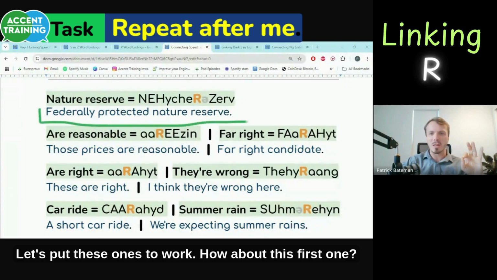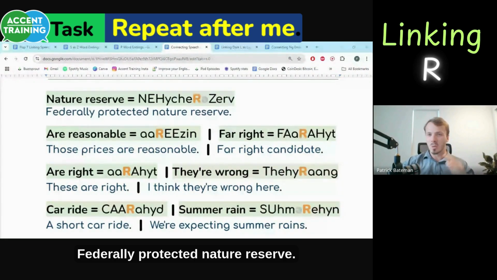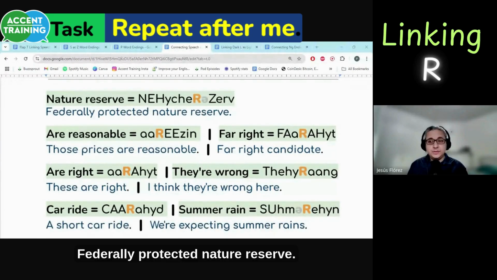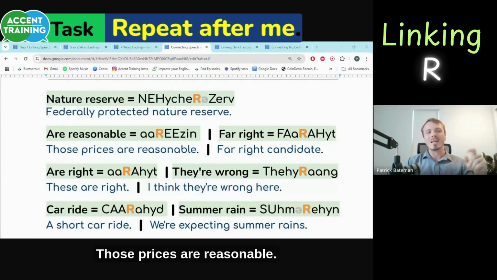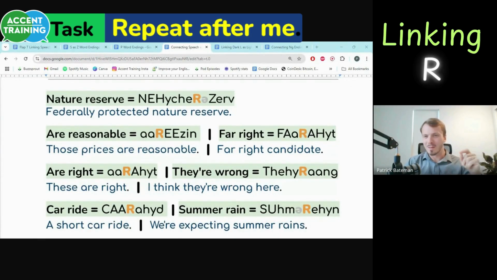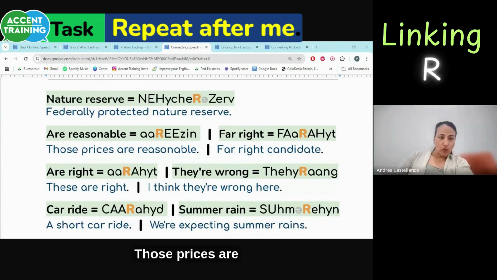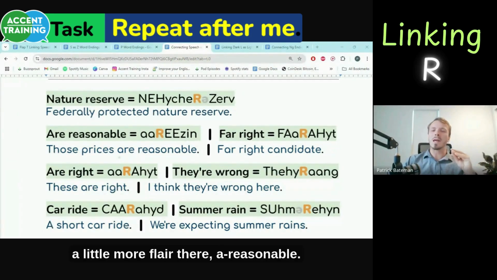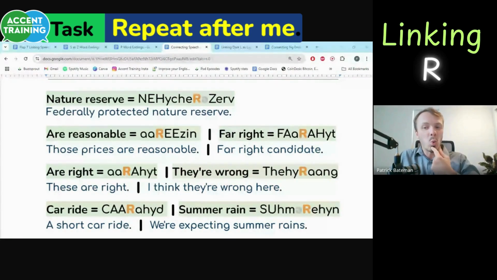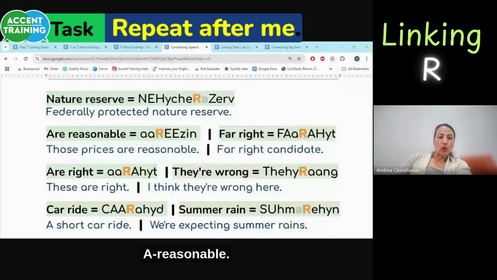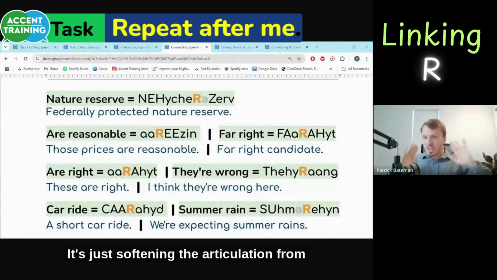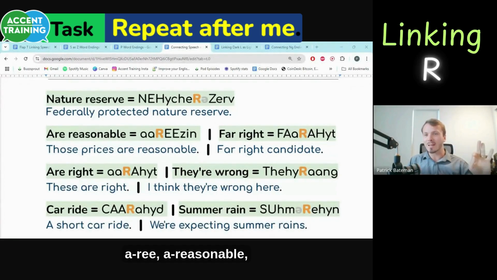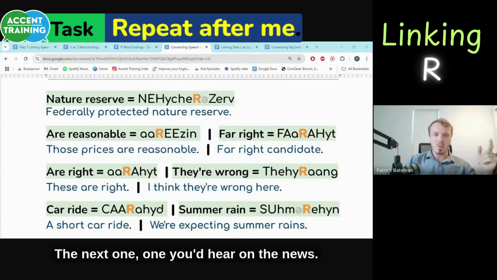How about this first one? Federally protected nature reserve. Federally protected nature reserve. That's good. Those prices are reasonable. Those prices are reasonable. And just in there, Andrea, a little more flair there, are reasonable. That's it. It's just softening the articulation from a reasonable, to a reasonable. You got it.